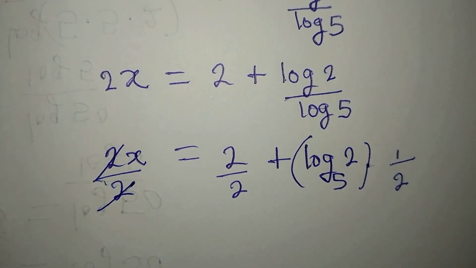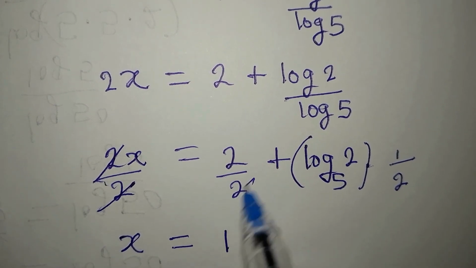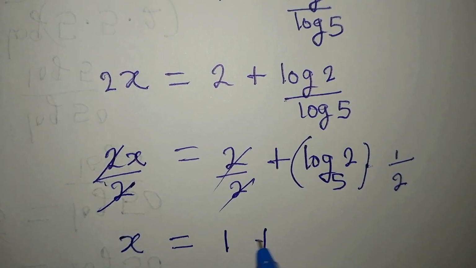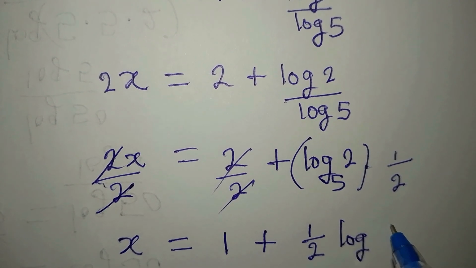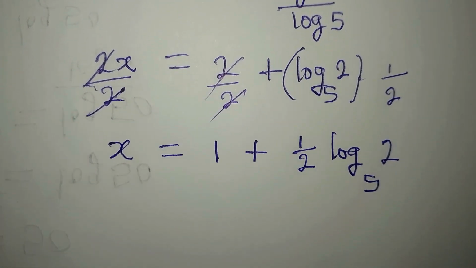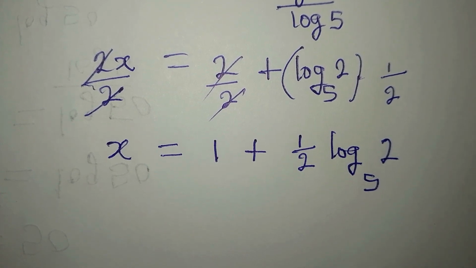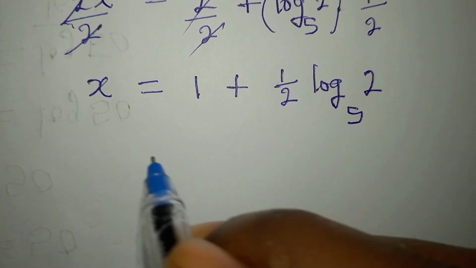2 will go with this. Our x will now be equal to 1 plus 1 over 2 log 2 to base 5. So this is what we have as the value of x. And like we always do, we can decide to verify this solution. Okay, so let's verify.